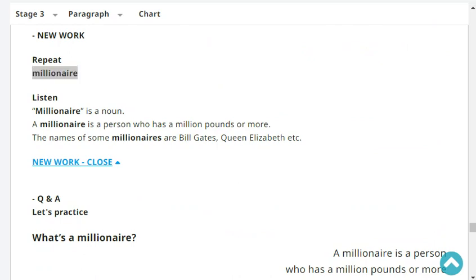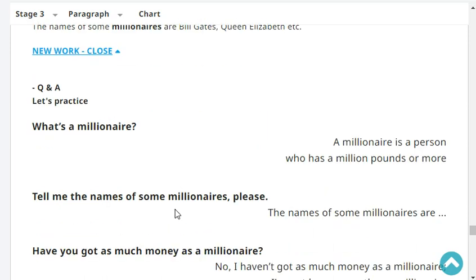Millionaire. Very good. Okay, listen. Millionaire is a noun. A millionaire is a person who has £1 million or more. The names of some millionaires are Bill Gates, Queen Elizabeth, Elon Musk, etc. Let's practice. What's a millionaire?